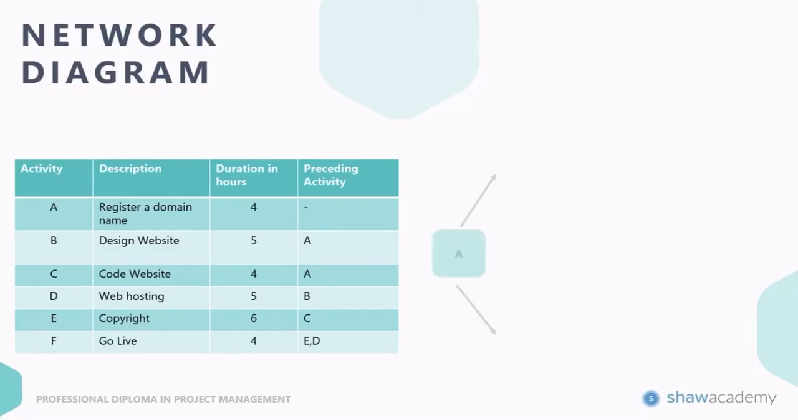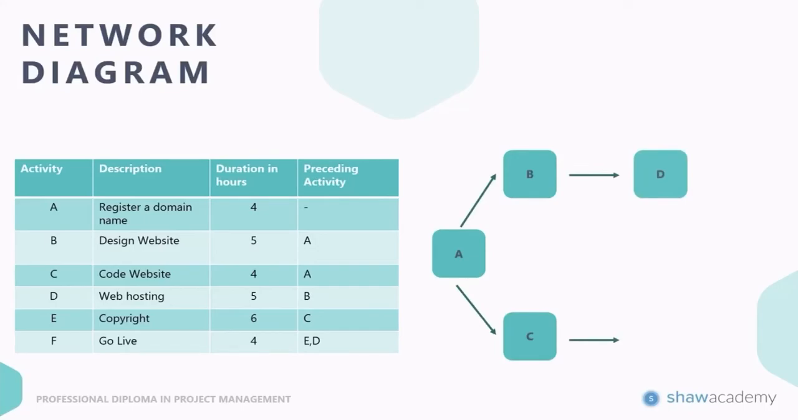Now, that can be quite confusing in a table format, but let's look at this in a network diagram. So firstly, we've got A, registering our domain name. Then we see from registering our domain name, we can now move on to our succeeding tasks, which will be B, design the website, and then C, code the website. Once the website's designed, we can then move on to our web hosting. And once our website is coded, we can move on to our copyright. And finally, once everything else is done, we can go live. So it's just a much simpler visual representation of our list of activities that we need to complete.